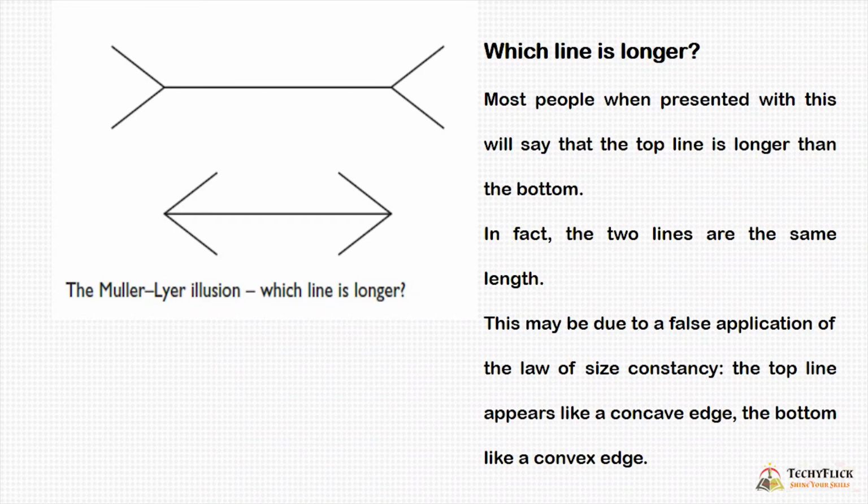From seeing this diagram, which line is longer? So this is the Muller-Lyer illusion. Most people, when presented with this, will say that the top line is longer than the bottom. In fact, these two lines are the same length. This may be due to false application of the law of size constancy. The top line appears like a concave edge, the bottom like a convex edge.